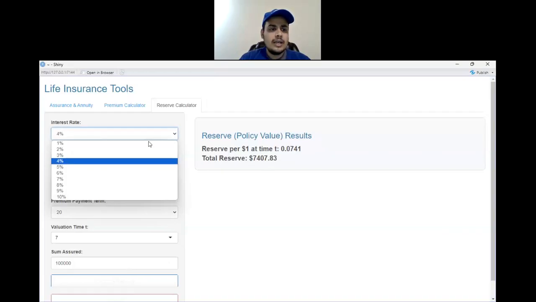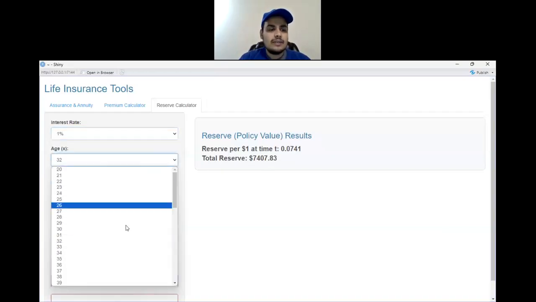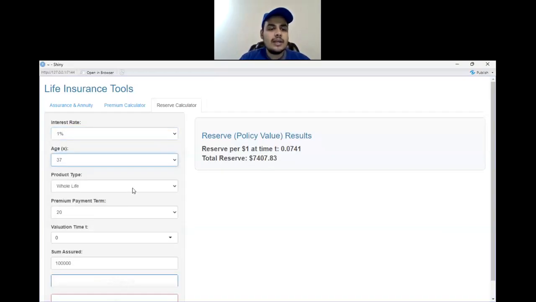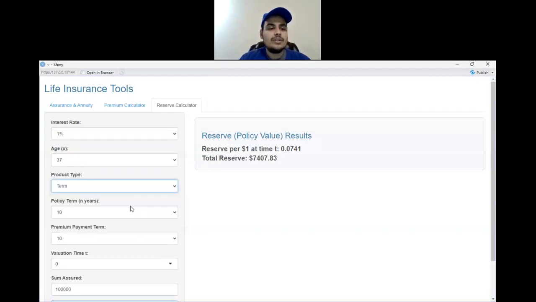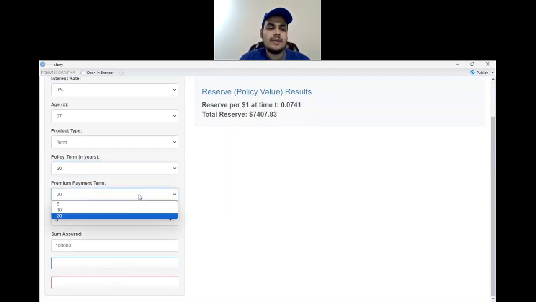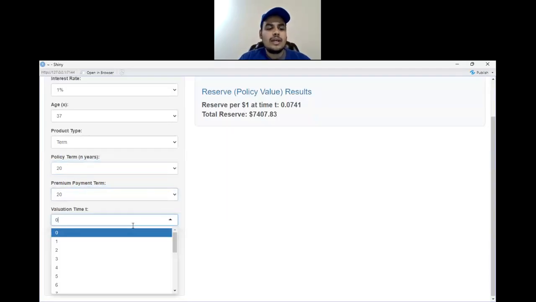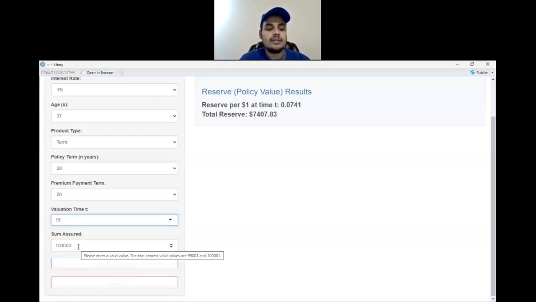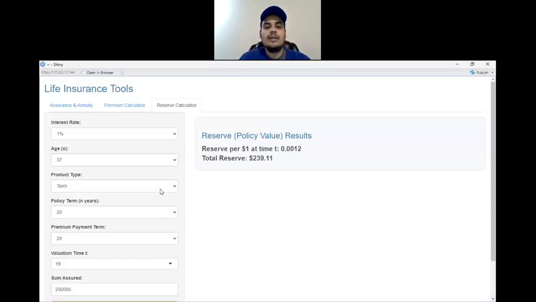Now moving on to a different interest rate of 1% and a different age, say 37, and we can choose a term. We can choose a policy term of 20 years. We can also set the premium payment term to 20 years, and we can choose the valuation time to be 19 years, and we can change the sum assured as well. If we change the sum assured to 200,000 and click on calculate reserve, the total reserve required at that time for this portfolio is $239, and the reserve for $1 at time t is the given amount.